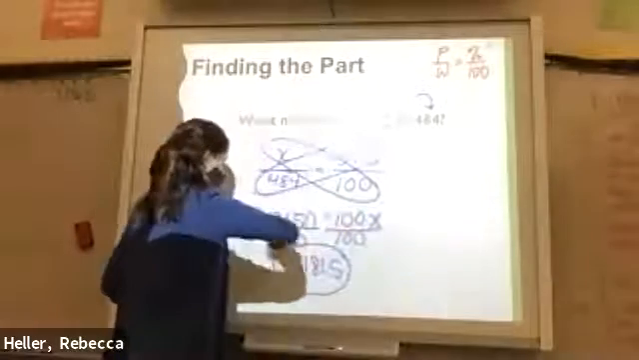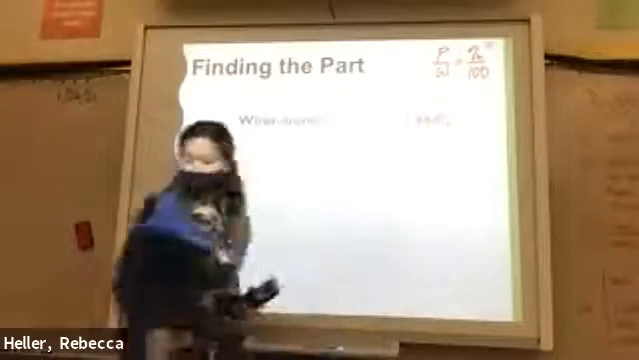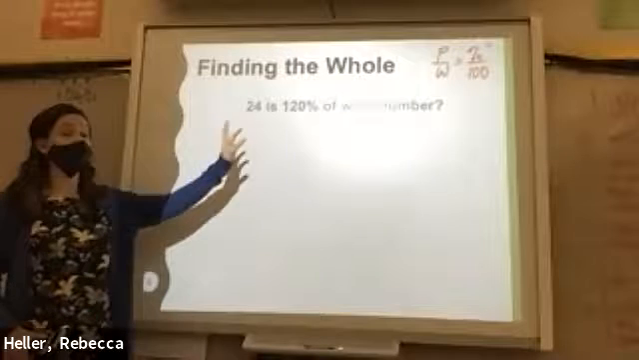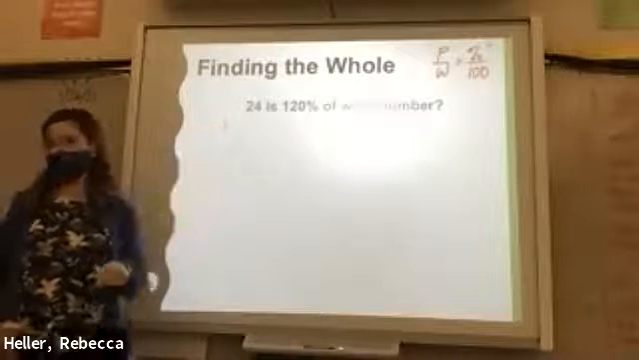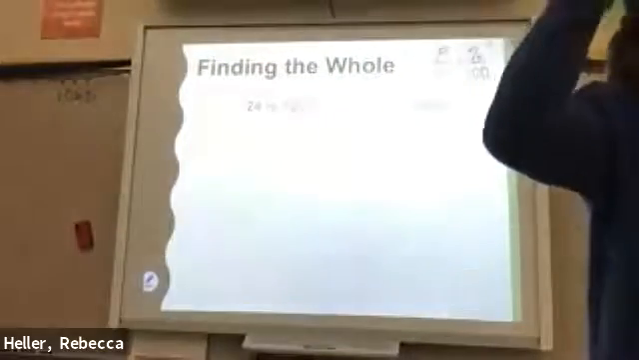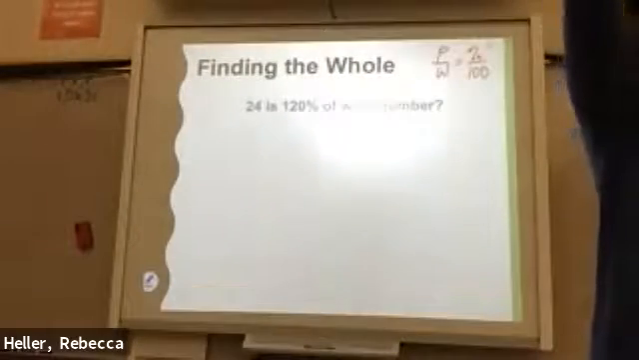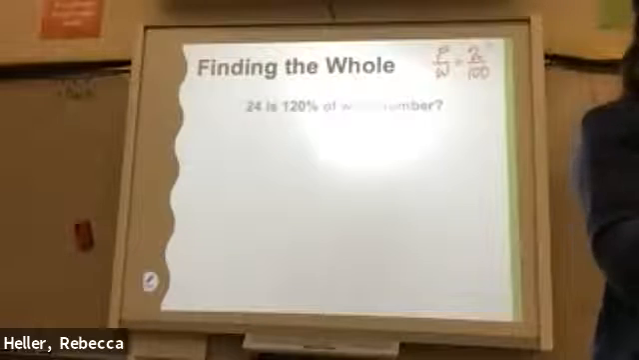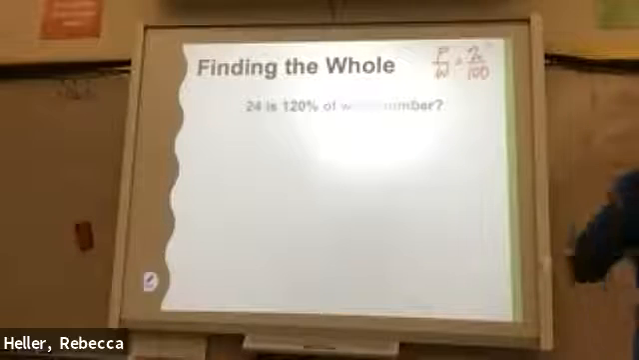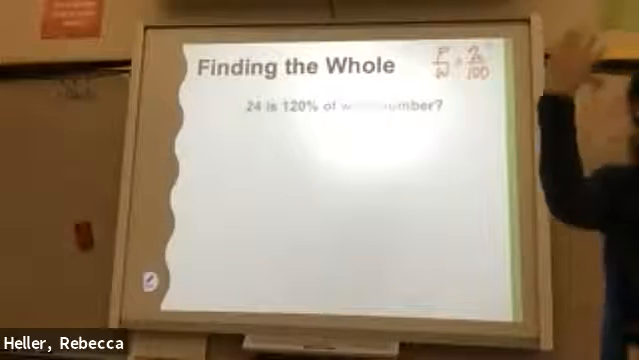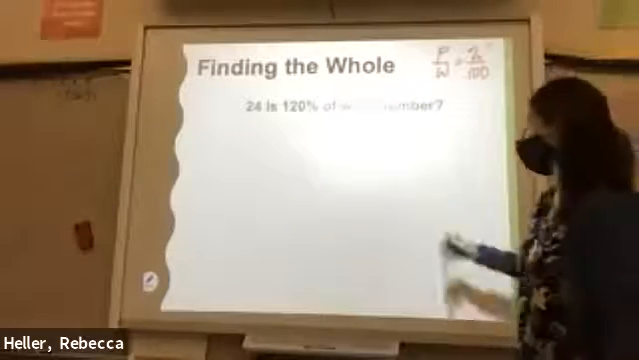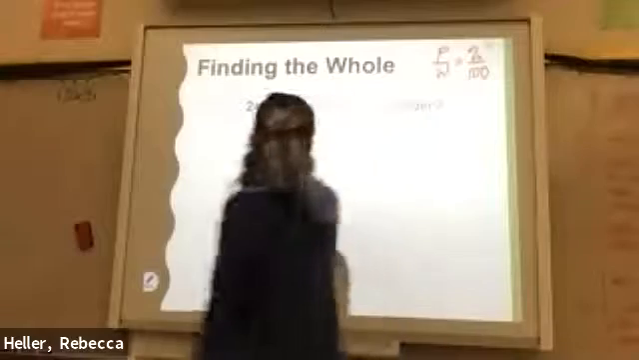So this one is a little bit different. It says 24 is 120% of what number? So before we even start this, we know a few things. Our percent is over 100, so our numerator is going to be greater than our whole, which is the denominator. Because where our percent is over 100, that means, let's say on a test, if you got a bonus, your score is actually greater than the total score because you did extra credit or a bonus or something like that. So that's an example of when this might happen.